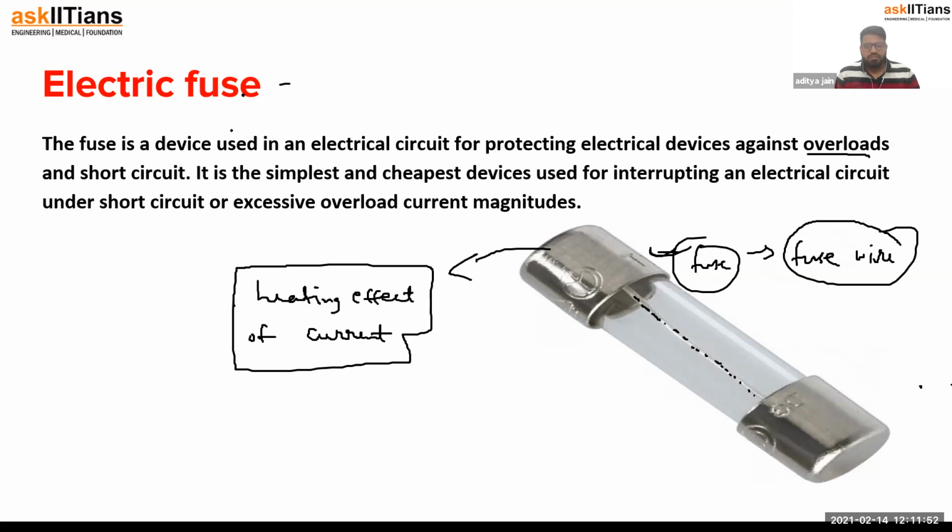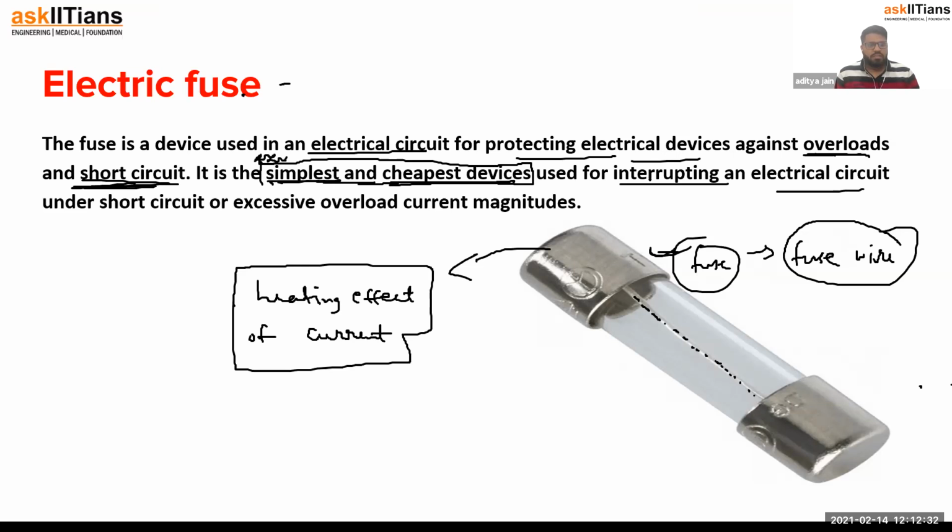The definition goes as: the fuse is a device used in an electrical circuit for protecting electrical devices against overloads and short circuit. These terms we will see later, what overloads and short circuit actually mean. In the case of overload and short circuit, the fuse is a device which is used to protect our electrical devices as well as the human body. It is the simplest and cheapest device. The construction of this fuse wire is simple, and it is the simplest and cheapest device used for interrupting an electrical circuit.